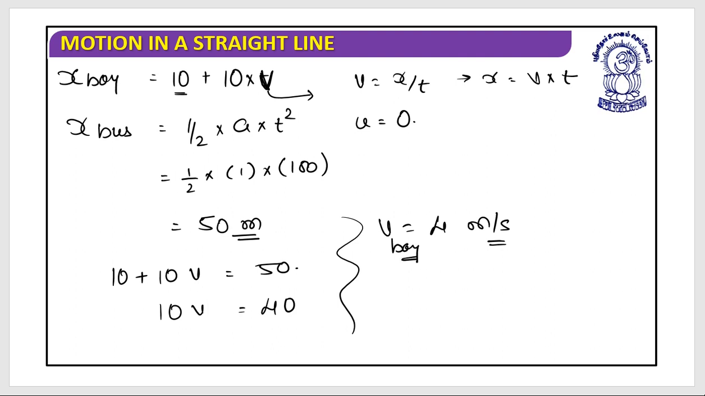This is the velocity of the boy. What was your answer? Is it the same? Are you having the same answer? Great. So let's move on to the next question.